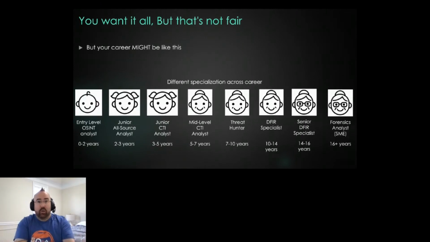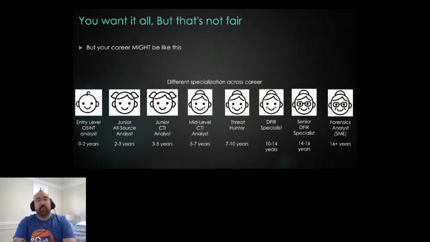Or you could do this. Different specializations across a career. So you start out as an OSINT analyst and you get some experience, and then you get some more training and education and you network and you manage your career, and you become an all-source analyst or a less technical CTI person just starting out. And then after a couple of years in that role, you become a true CTI or threat warning analyst, and you're a little more technical and you've picked up some more tools in your toolkit.